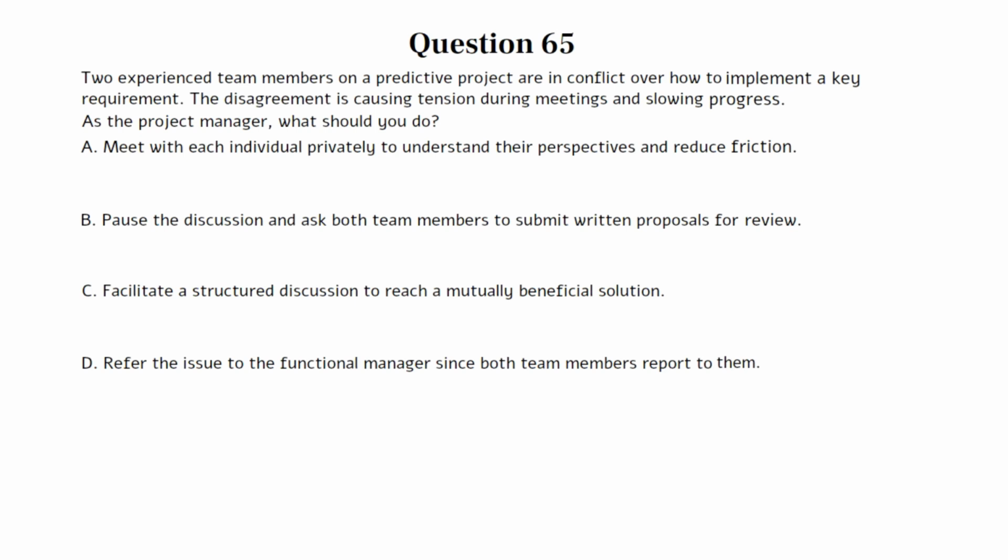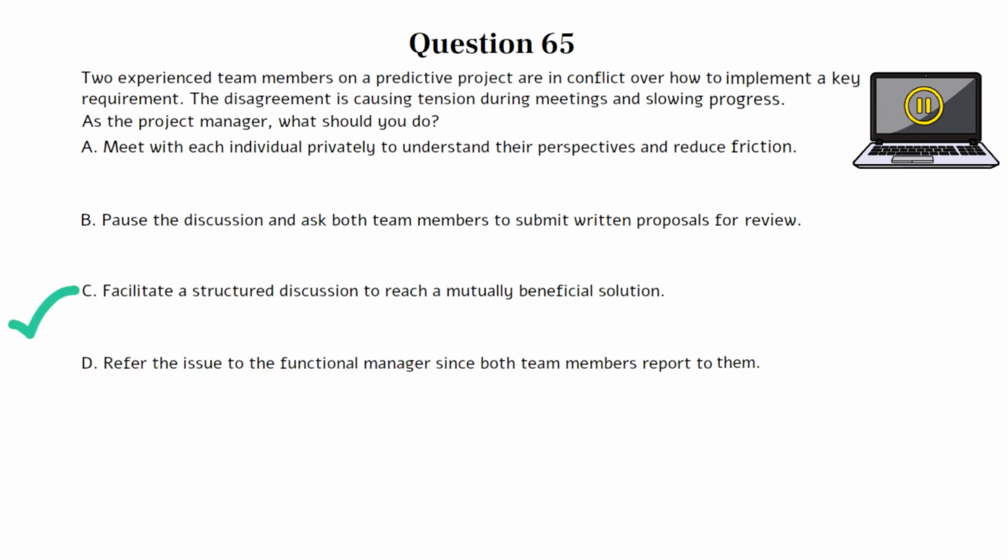Question 65. Two experienced team members on a predictive project are in conflict over how to implement a key requirement. The disagreement is causing tension during meetings and slowing progress. As the project manager, what should you do? A. Meet with each individual privately to understand their perspectives and reduce friction. B. Pause the discussion and ask both team members to submit written proposals for review. C. Facilitate a structured discussion to reach a mutually beneficial solution. D. Refer the issue to the functional manager since both team members report to them. You can pause the video here if you need more time to work on the question. The correct answer is C.